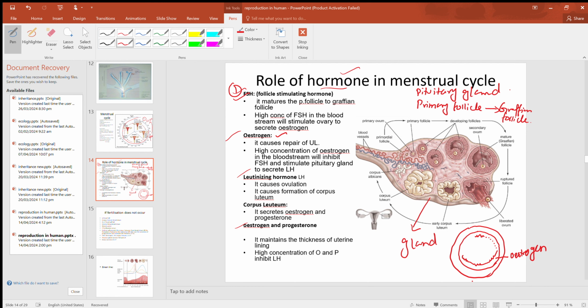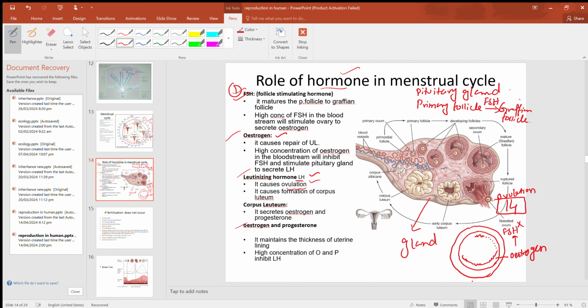Now, a high level of estrogen in the bloodstream will inhibit what? FSH. It will inhibit FSH and stimulate the pituitary gland to secrete what? Luteinizing hormone. Fine. Now, what is the function of luteinizing hormone? It causes ovulation. Remember, when the Graafian follicle forms because of FSH, the Graafian follicle ruptures and releases the egg outside the ovary. This is called ovulation. So what is the role of LH? LH causes ovulation. How does it cause ovulation? Because it ruptures the Graafian follicle and releases the egg. This is how ovulation happens, and it always happens on the 14th day from the onset of menstruation.